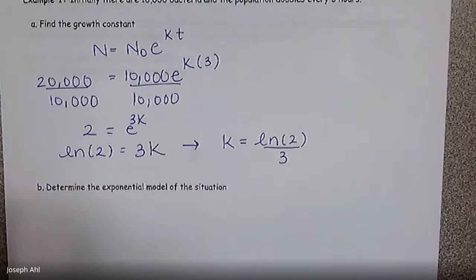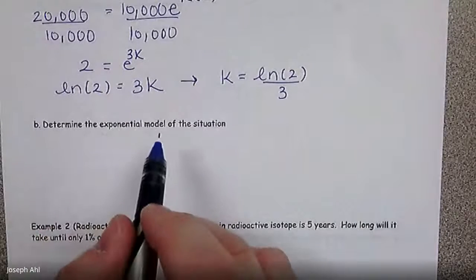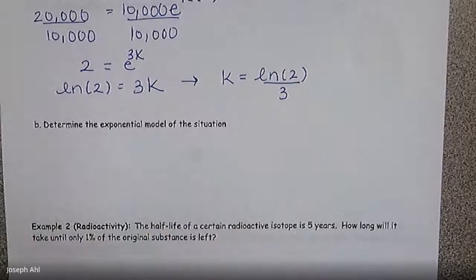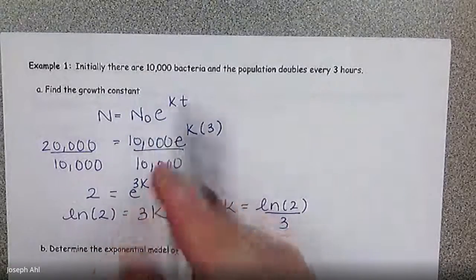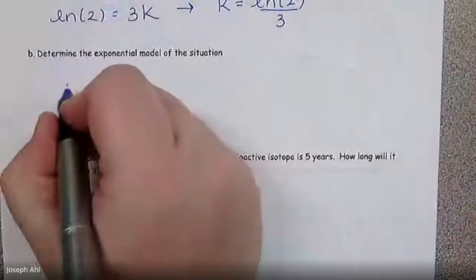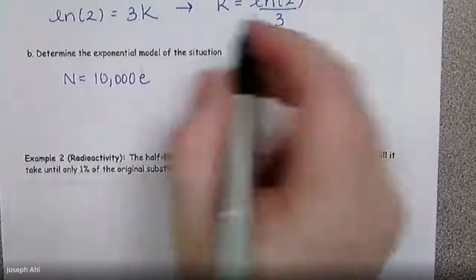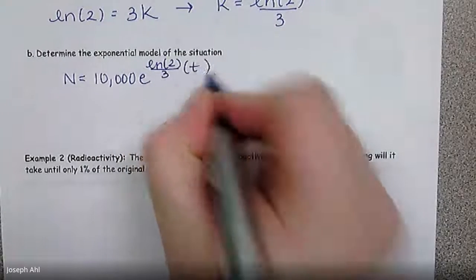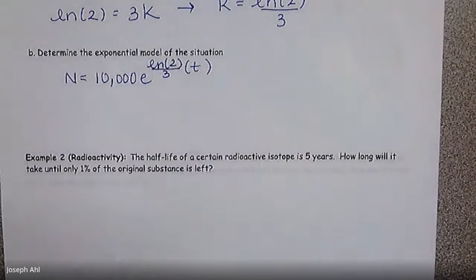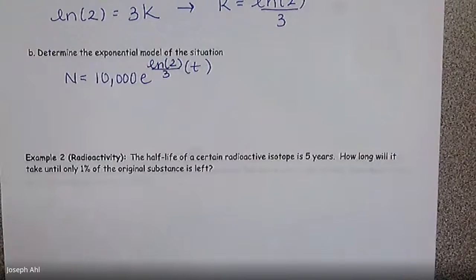So we can figure out what that rate is as a decimal approximation if we wanted to. But in the next example, part B says determine the exponential model for the situation. So in general, if I come back to this model here and I plug in now my new value of k, we know that the model would be n equals the initial 10,000, e to the k, which is ln of 2 over 3, times t.